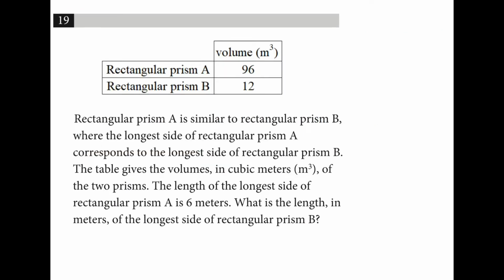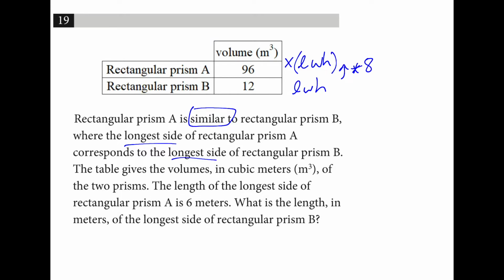We have two rectangular prisms that are similar. The longest side corresponds to the longest side. So the formula is length times width times height. And we know that there is a scale factor between the two. If you take 96 divided by 12, you'll find that this top one, the volume is 8 times as big.